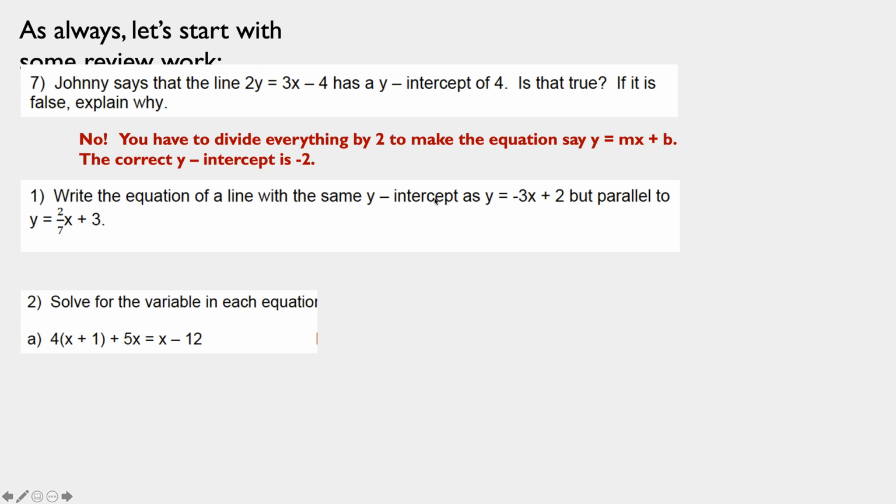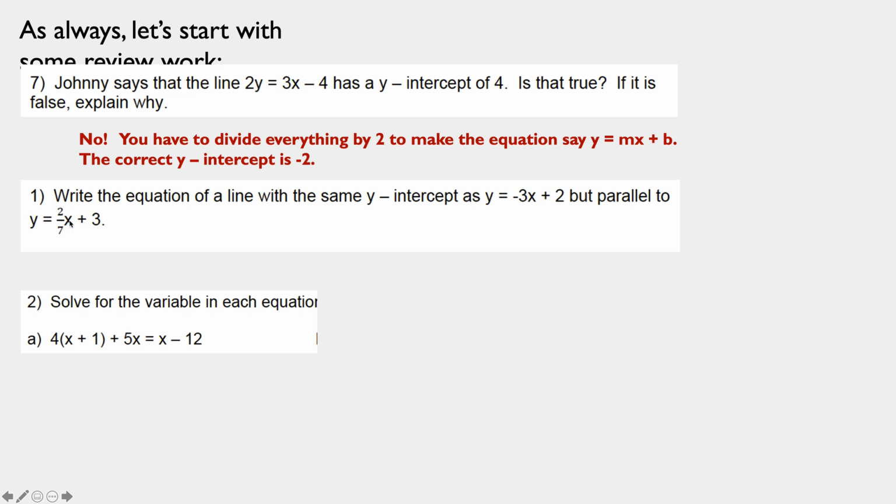So let's talk y-intercepts first. What's the y-intercept of this line, y equals negative 3x plus 2? Well, that y-intercept is 2. So I know the new line has to have the same y-intercept, so it's also 2. But it's parallel to this other line. So what do we know about parallel lines and slopes? Well, what we know is that the slopes are the same.